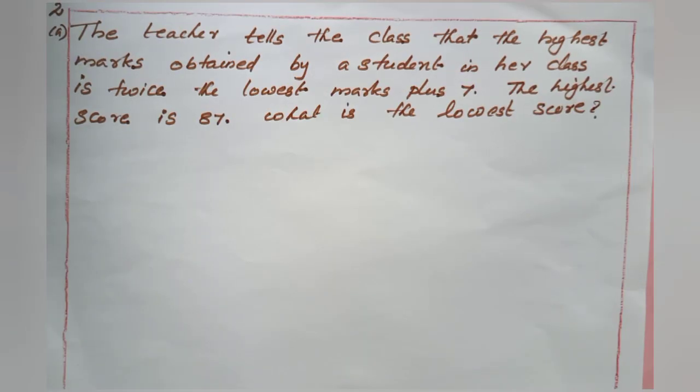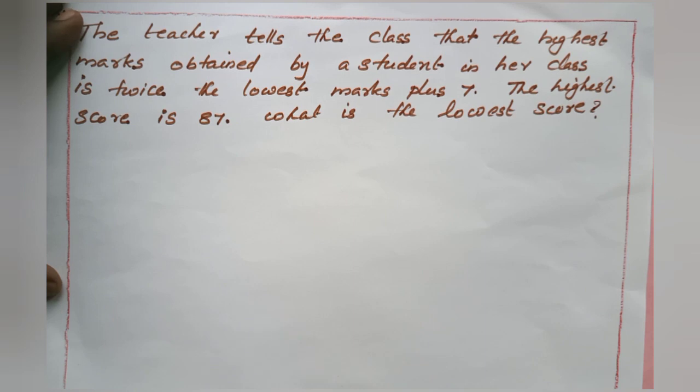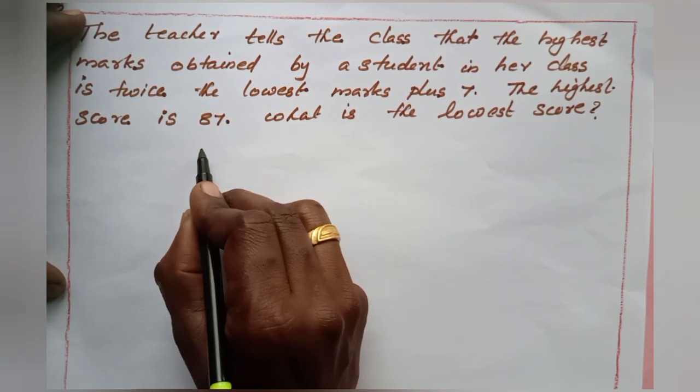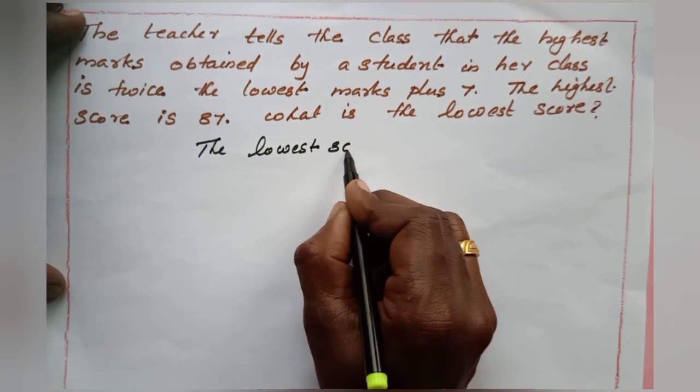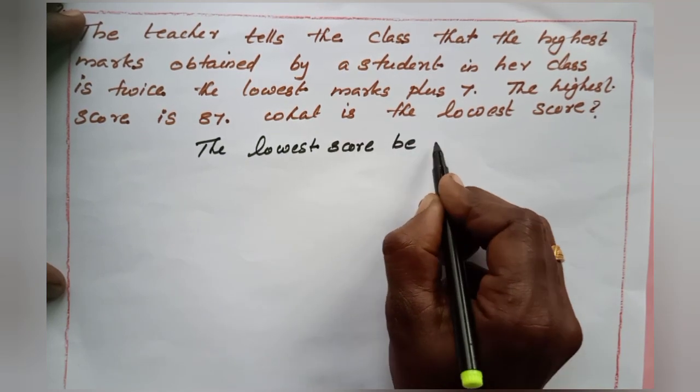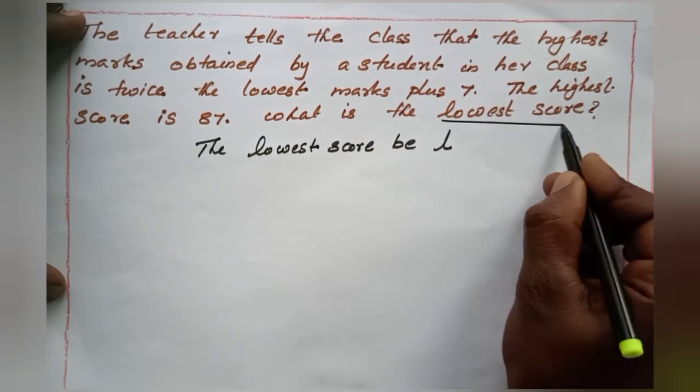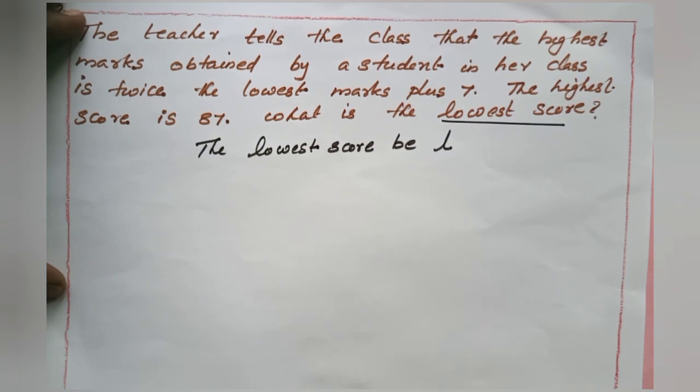The teacher tells the class that the highest mark obtained by a student in her class is twice the lowest mark plus 7. The highest score is 87. What is the lowest score? We don't know the lowest score, so take it as x or L, lowest score. Take L as the lowest score.